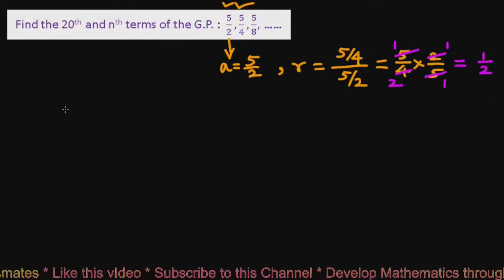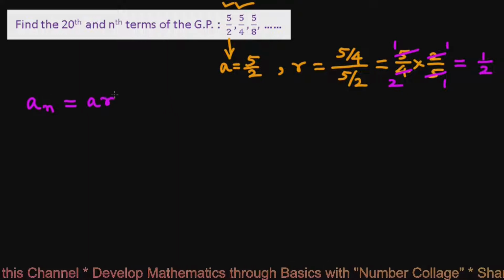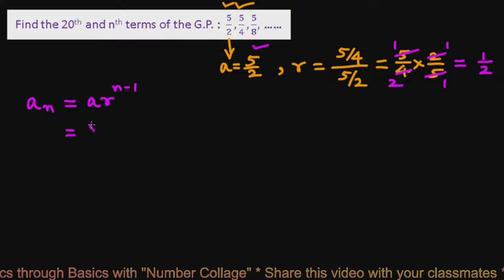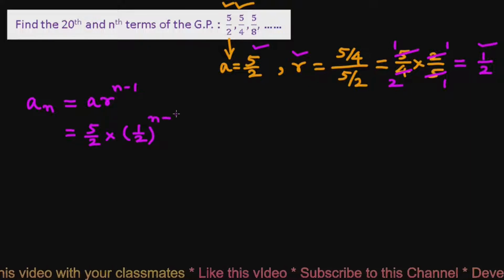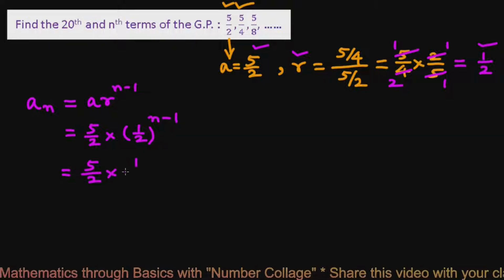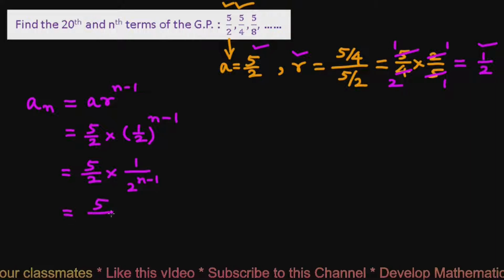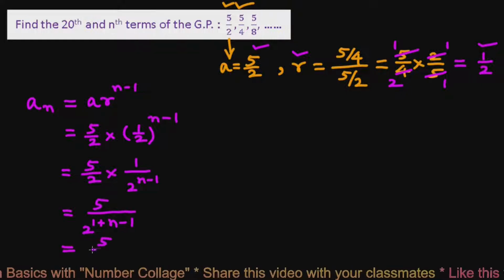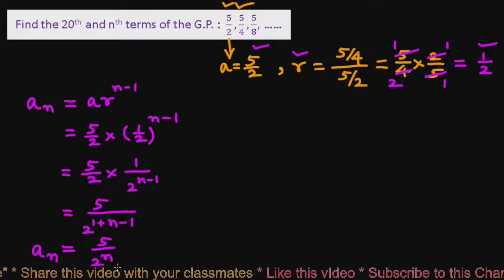We have the formula for the nth term An as A R power n minus 1. That will be A, which is 5 by 2, multiplied by R, which is half, power n minus 1. That will be 5 by 2 multiplied by 1 upon 2 power n minus 1. That will be 5 upon 2 power 1 plus n minus 1. That will be 5 upon 2 power n, and this will be the nth term of this GP.